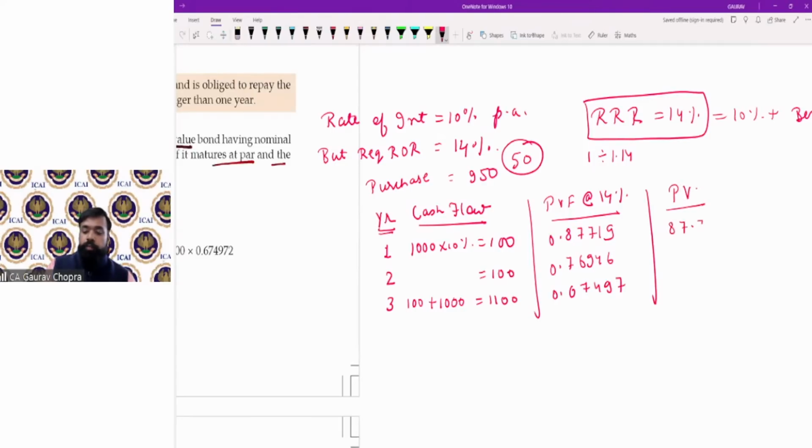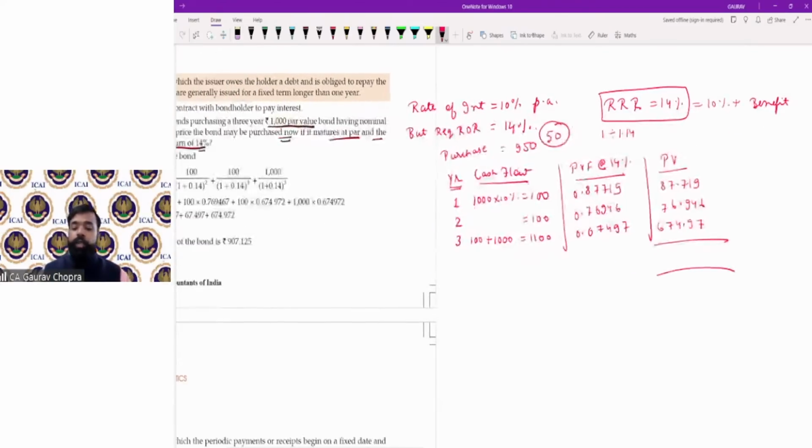So 87.719, 76.946, and 674.97. Now you can add all the three and get your result. So the final answer which you will get is 907.12. Okay. So in this way, you have to simplify.